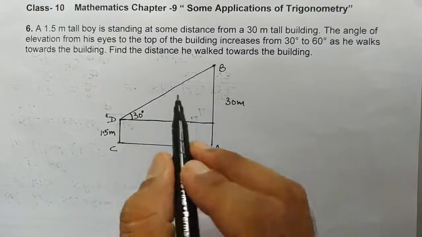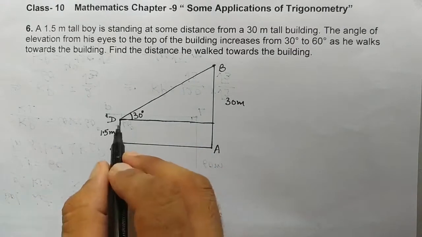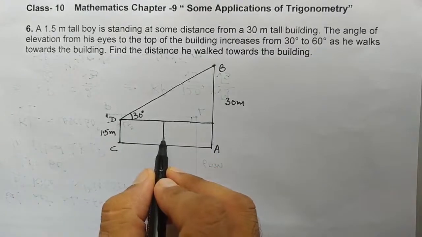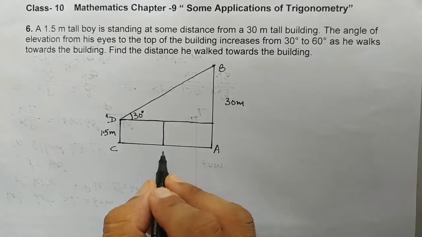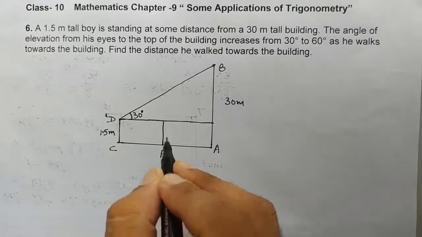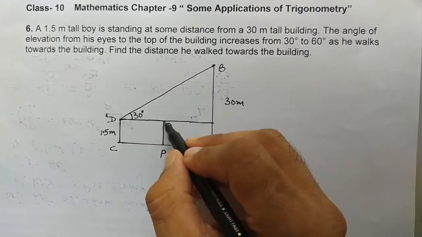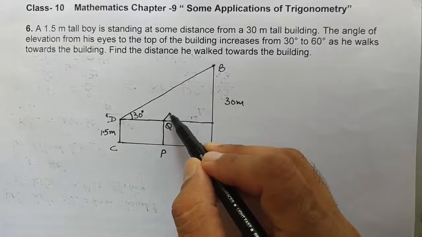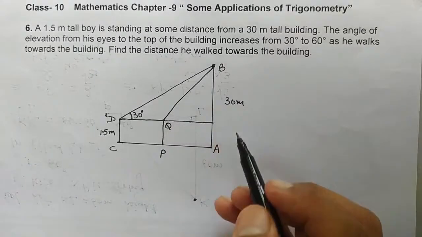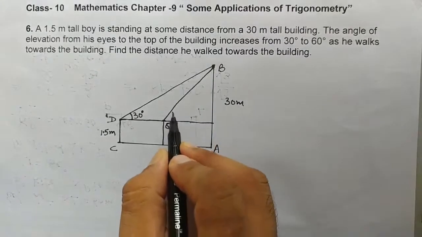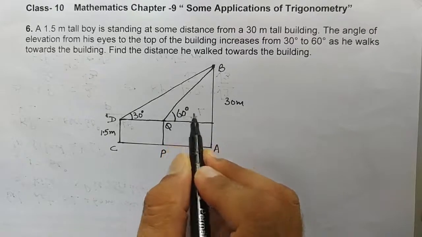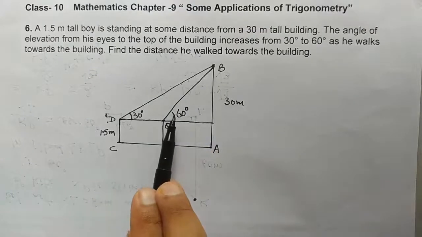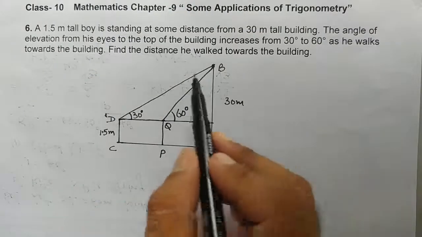Now when he walks a little bit towards the building, suppose he is walking up to here. When he was here, then afterward he is here. Now suppose this position of this boy is at point PQ, right? Now here is the eye of the observer. Now this is the ray of sight to look at the building's top, and this is horizontal, so this angle is 60 degree now. Okay, it is said that when he walks towards the building, the angle of elevation increases from 30 to 60 degree.